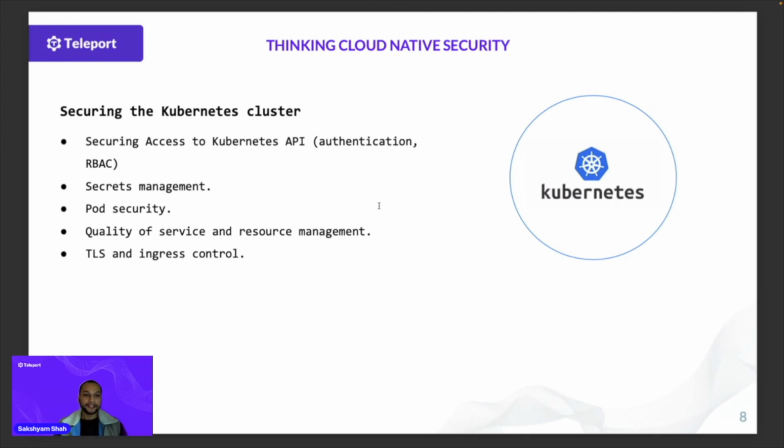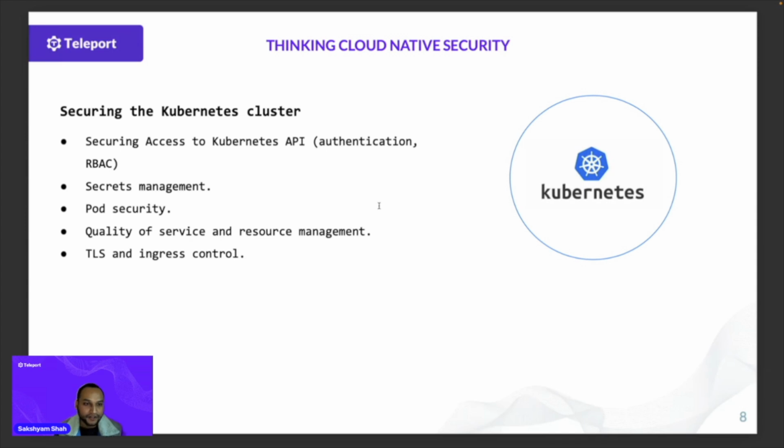Then the third one is the Kubernetes cluster itself. In Kubernetes, most of the management is done via APIs. Of course, securing access to the Kubernetes API is one of the biggest things you have to think about when you think about cloud native security. So this includes applying authentication, authorization using RBAC, ABAC, and also applying single sign-on to the Kubernetes API. These are among the most important parts when you think about Kubernetes cluster security.